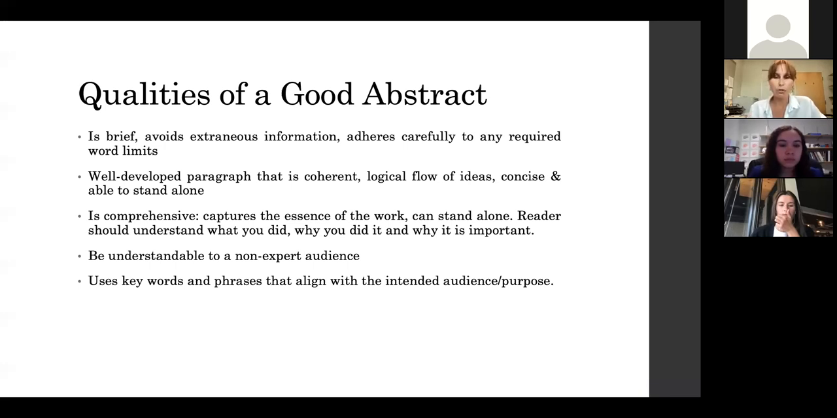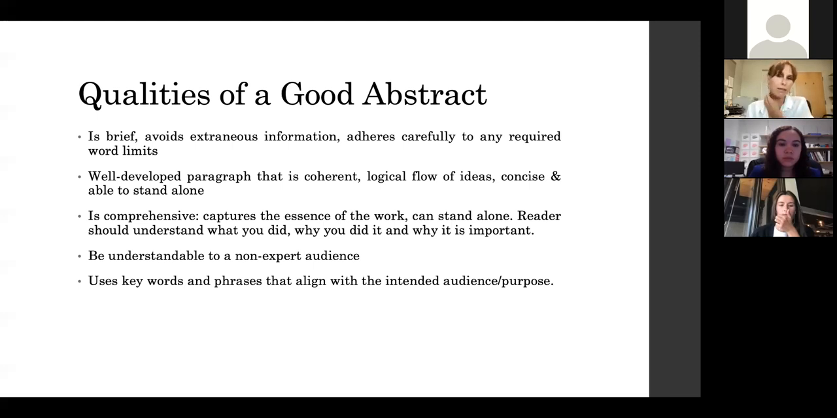It has to be brief, but it also has to capture the essence of the work. It has to capture the novelty and the relevance of your work. It should be able to stand alone, and include all of the critical information. And lastly, it should be understandable to a non-expert. Keep in mind that when you submit an abstract to a grant panel or an organizing committee for a conference, the expertise of the reviewers is going to be very diverse. It's unlikely that your reviewer is going to be an expert specifically in your field.